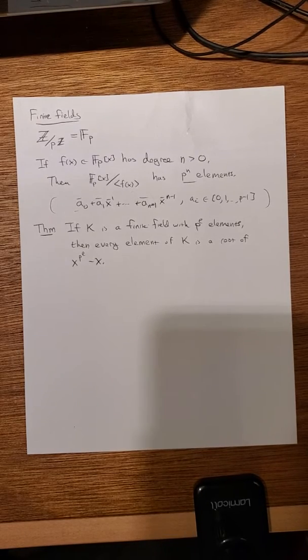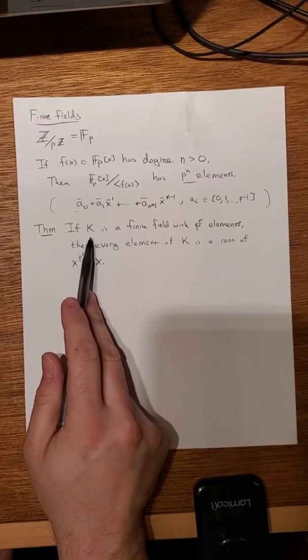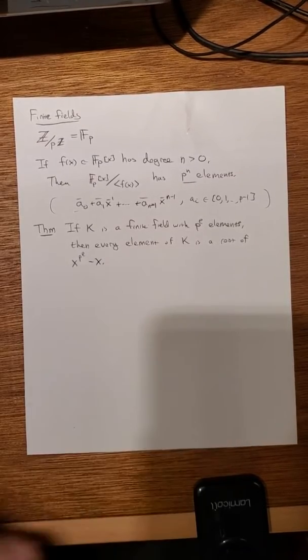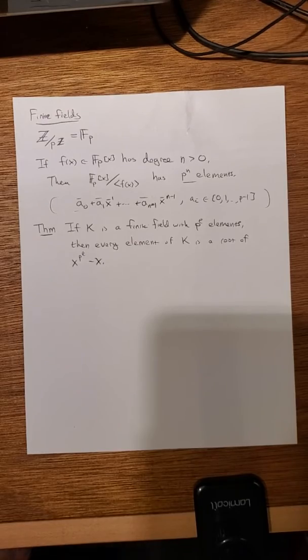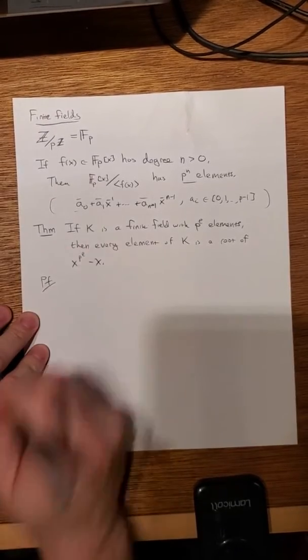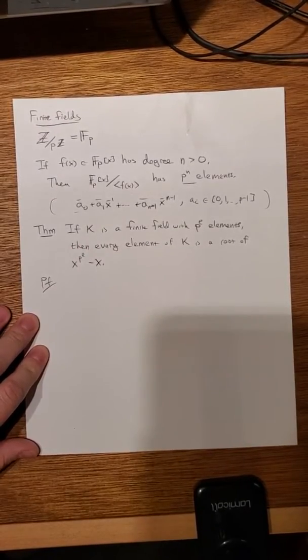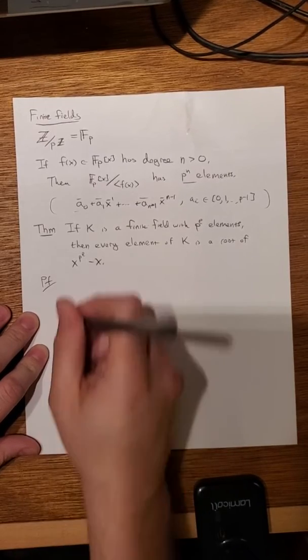It means there's this polynomial that all the elements are a root of, and it doesn't really even have to do much with K except in terms of the number of elements in it. Okay, so let's give a proof of this, and then we'll give some consequences. The proof goes as follows.